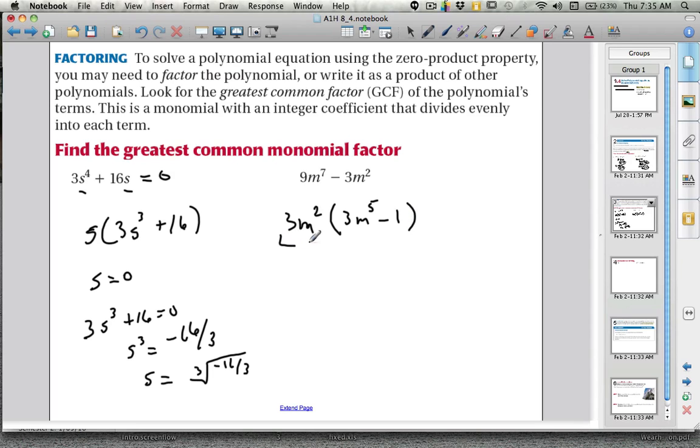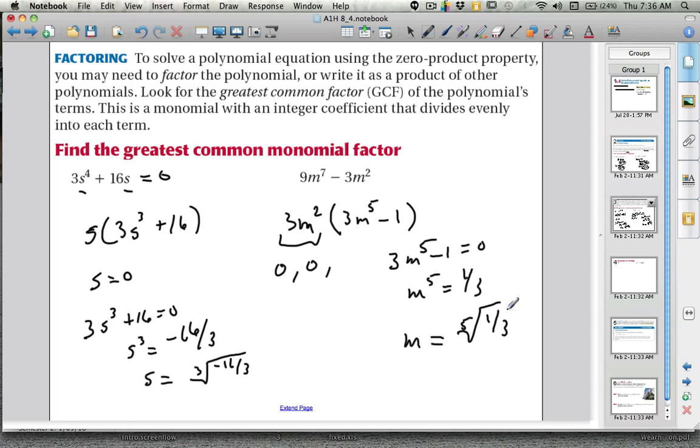Okay, and again, anytime I have a monomial, this provides me two solutions, 0 and 0. It's a repeated solution, and this will provide me with 5. If I set 3m to the 5th minus 1 to be equal to 0, I'm going to add 1 and divide by 3. I'll get m to the 5th is equal to 1/3. So m would be equal to the 5th root of 1/3. Okay, and that's going to provide me with more solutions. Okay, so let's move along.